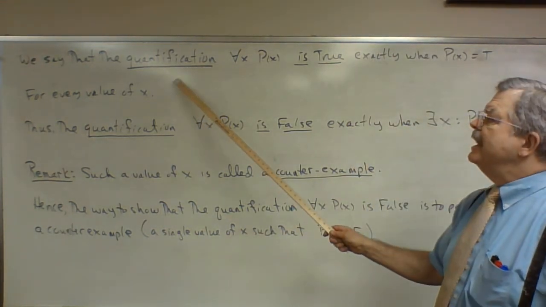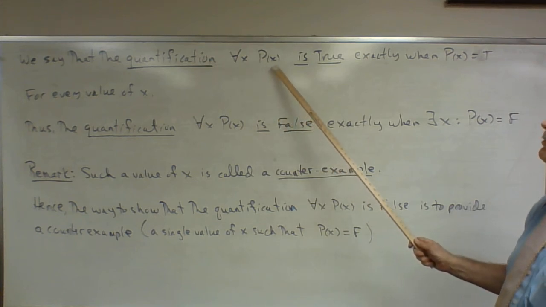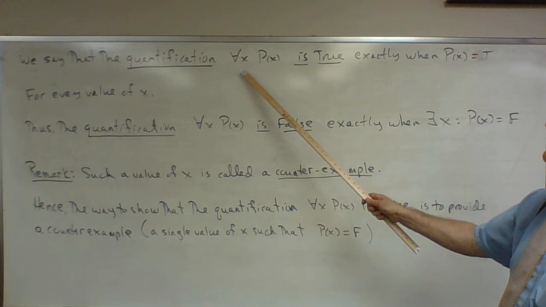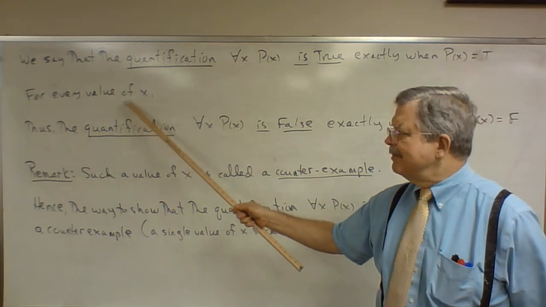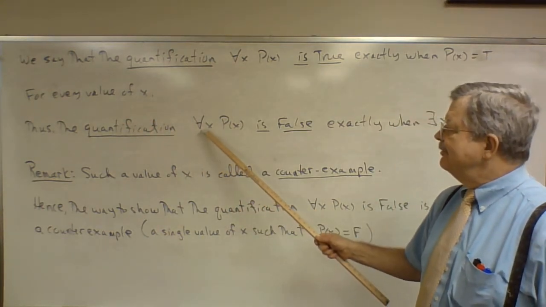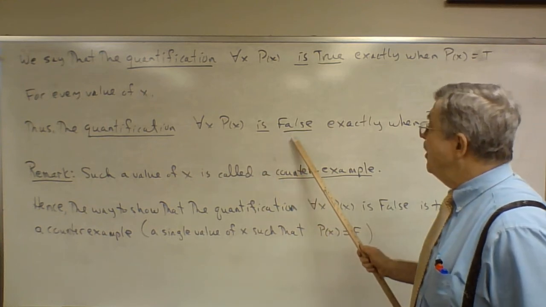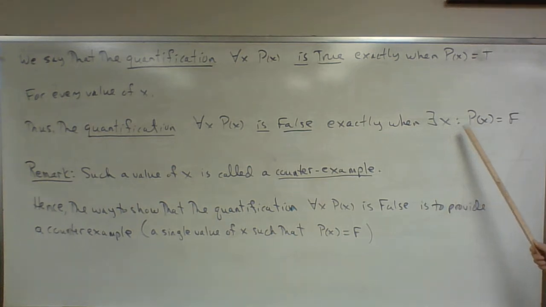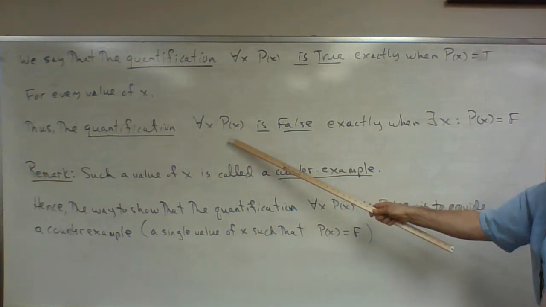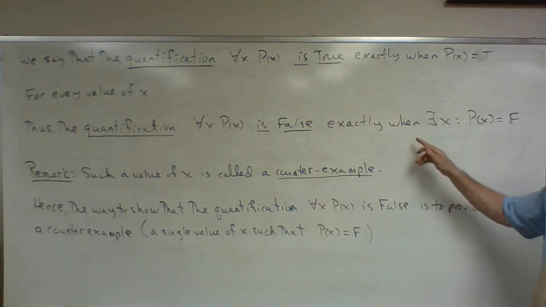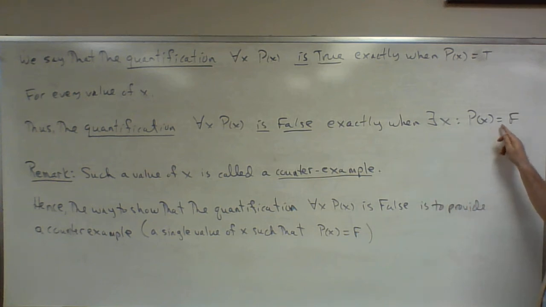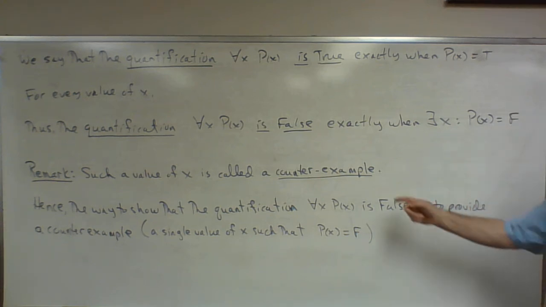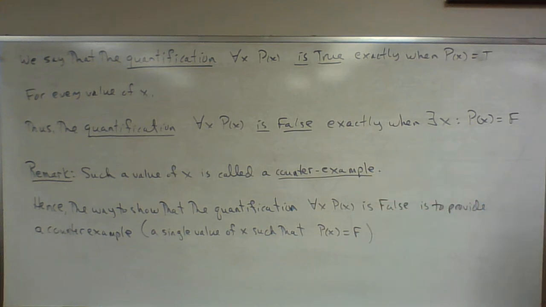Summing this all up, we say that the quantification for all x, P of x is true. This quantification is true exactly when P of x is true for every value of x. Thus, the quantification for all x, P of x is false exactly when there exists an x such that P of x is false. The quantification for all x, P of x is false exactly when there exists at least one value of x such that P of x is false. And we call such a value of x a counterexample.